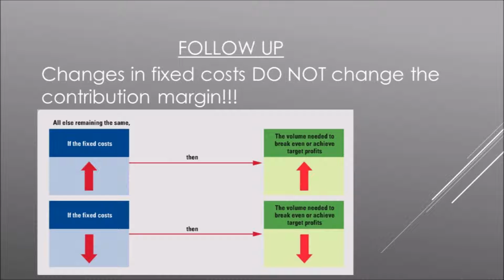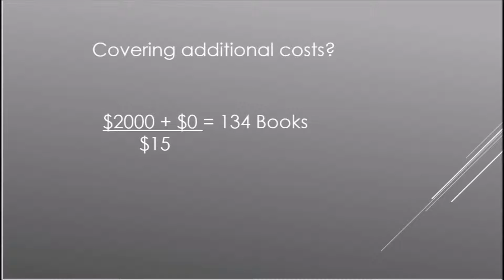CVP is also useful to isolate individual business decisions. What if we wanted to spend $2,000 a month on advertising for our bookstore? How many more books would we have to sell to break even on that cost? Using the same formula, we would have to sell an extra 134 books to cover that cost based on our original contribution margin.